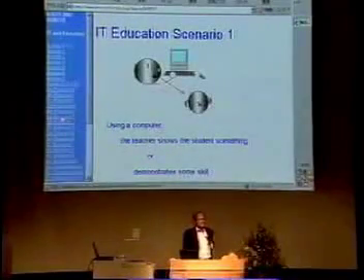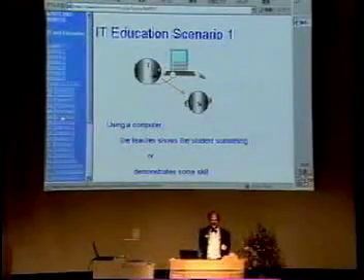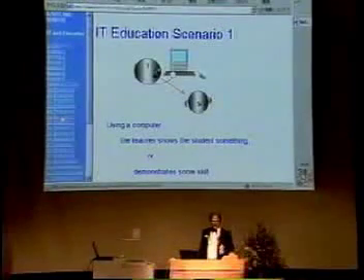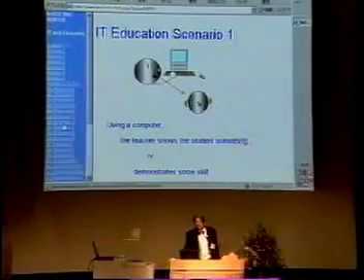Well, some people do this. I'm doing this now. This is a picture of me. I'm using a computer to show you something. That's a waste of money.